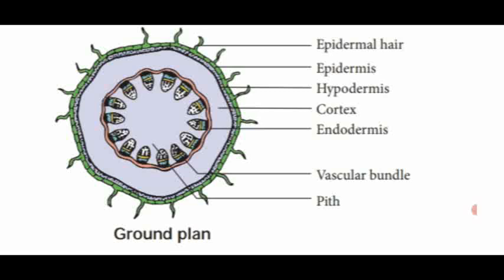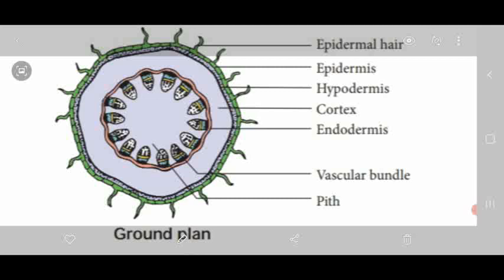Then the innermost layer of the cortex is called endodermis. Inner to the endodermis is the pericycle, which is multi-layered, made up of sclerenchymatous patches. The next one, vascular bundle. Many vascular bundles are there. They are arranged in the form of a ring around the pith region. The center region is called pith. So this is the ground plan of the dicot stem.